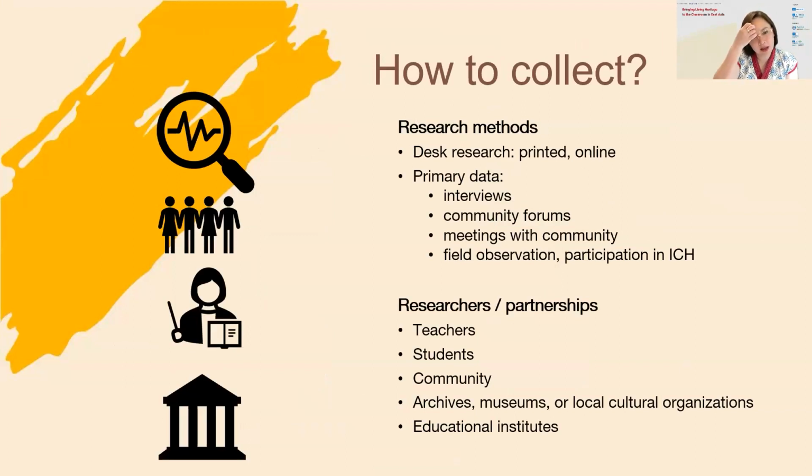So basically, there are many kinds of methods. We can do primary data collection, meaning that you go into the field, you talk to the people directly, you talk to the community, the practitioners directly, and you gather that information. You can also participate in that living heritage. You cook the food yourself with the community. You go to that ceremony and festival so you can observe and participate.